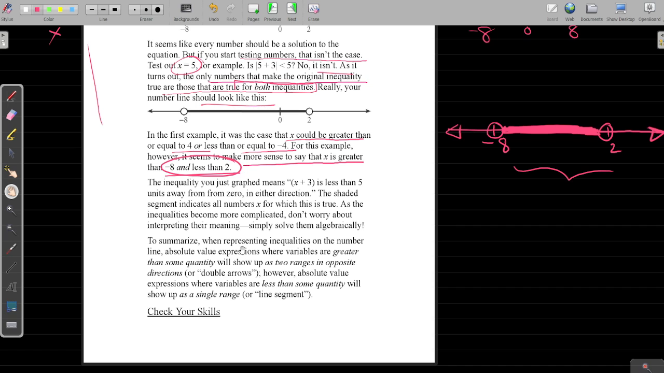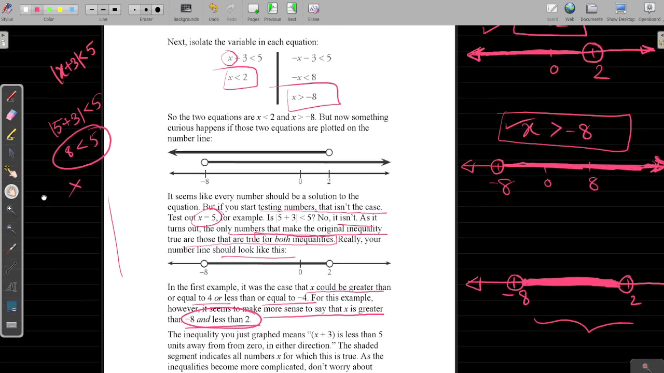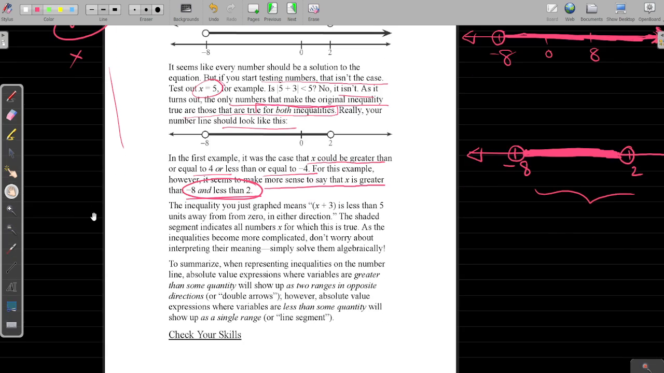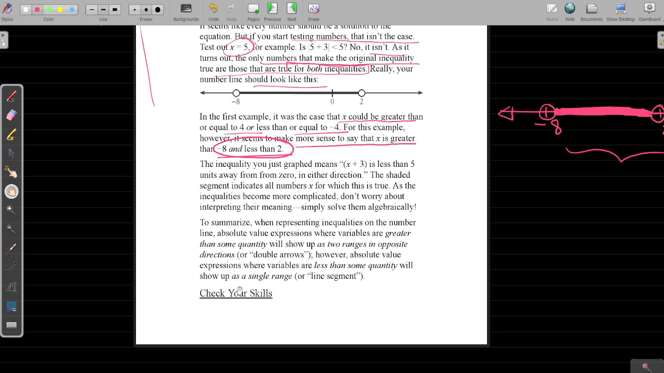Okay. To summarize, when representing inequalities on the number line, absolute value expressions where variables are greater than some value will show up as two ranges in opposite directions. Yes, double arrows. However, absolute value expressions where variables are less than some value will show up as a single line. So they have written that in inequality you need to show two directions, because look here, one direction, another direction. But for the modulus or absolute value, you don't need to show two directions, you just have a single branch.